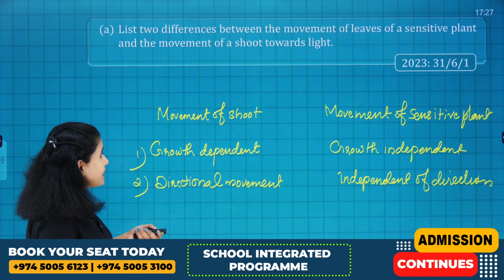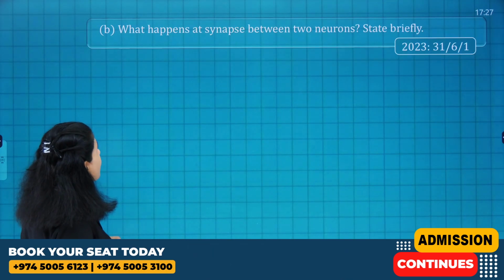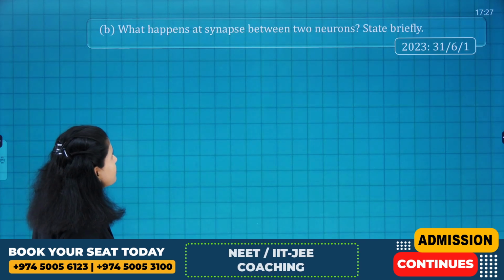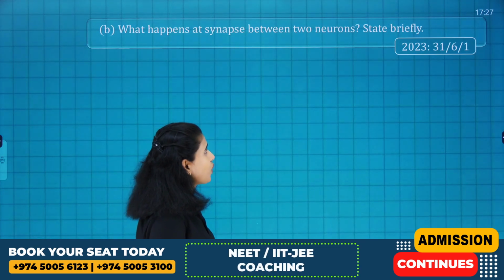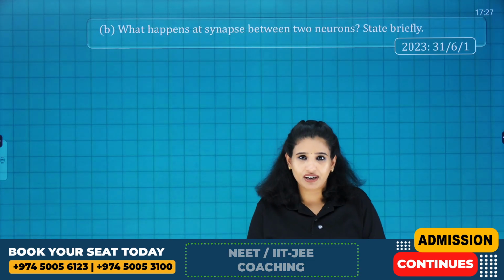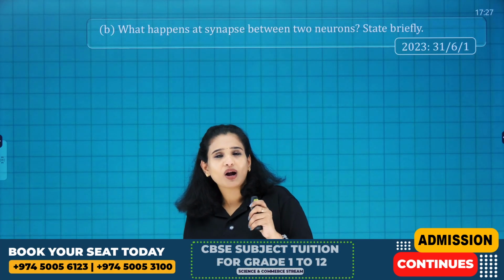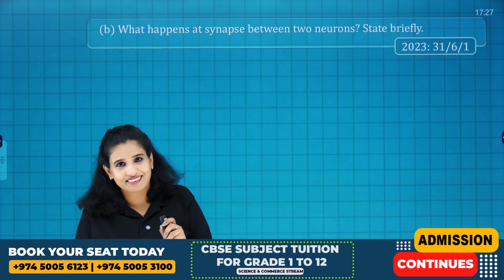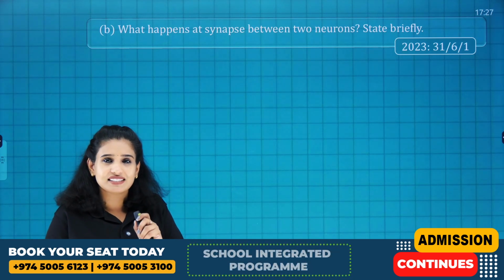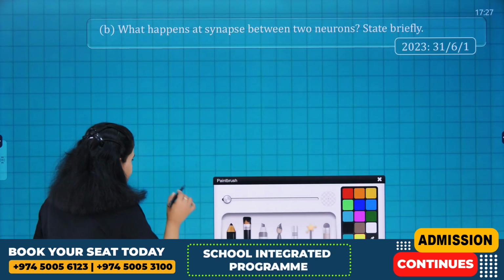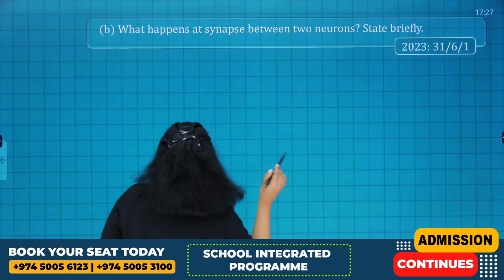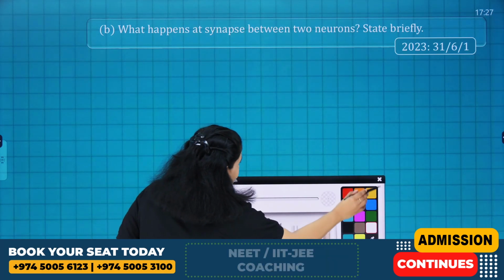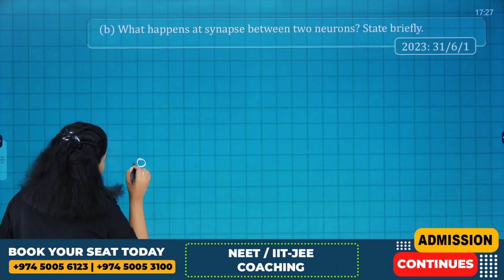Now, next question. What happens at synapse between 2 neurons? State briefly. So here you have to mention briefly the nerve impulse transmission. What happens in the synapse? So let's draw a synapse here.